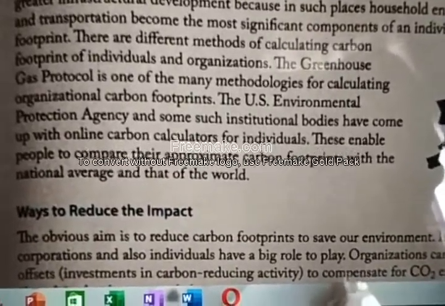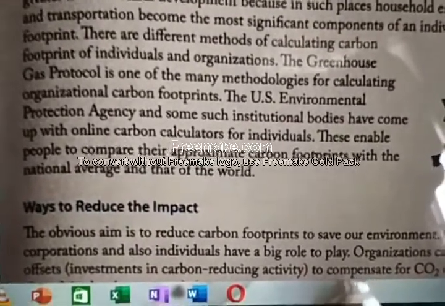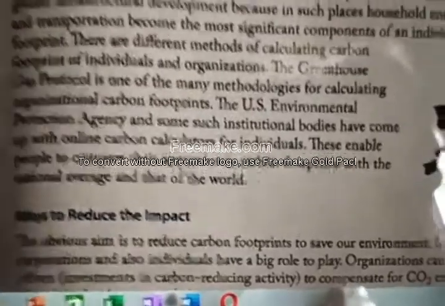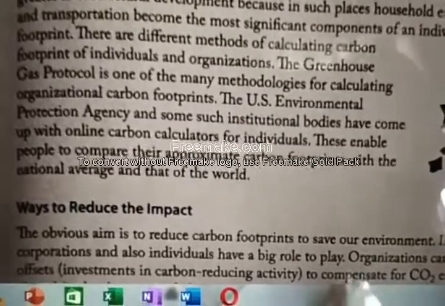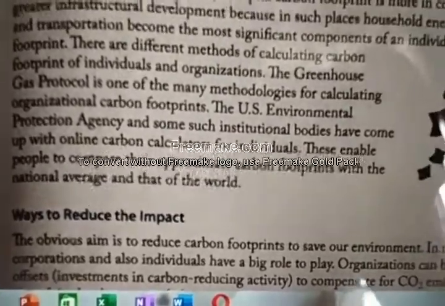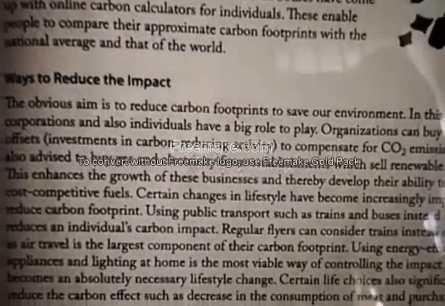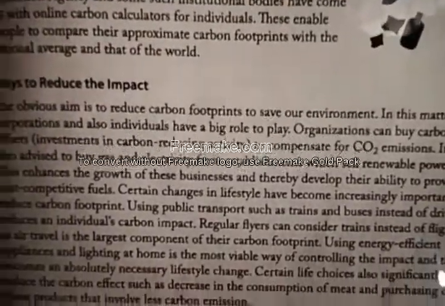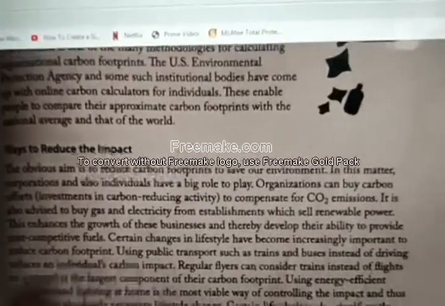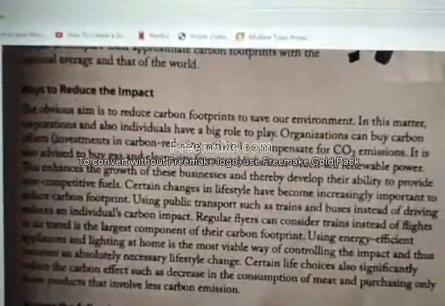So what is with that? It has been very helpful to find how much carbon footprint a man, a woman, or an organization produces in this world. It is easy to calculate. By that, what can we do? We can try to minimize the amount of carbon dioxide produced. Ways to reduce the impact: how to reduce the carbon footprint, the impact of carbon dioxide. The obvious aim is to reduce carbon footprint to save our environment. That is obvious. We will be trying to reduce the carbon dioxide and save the environment.